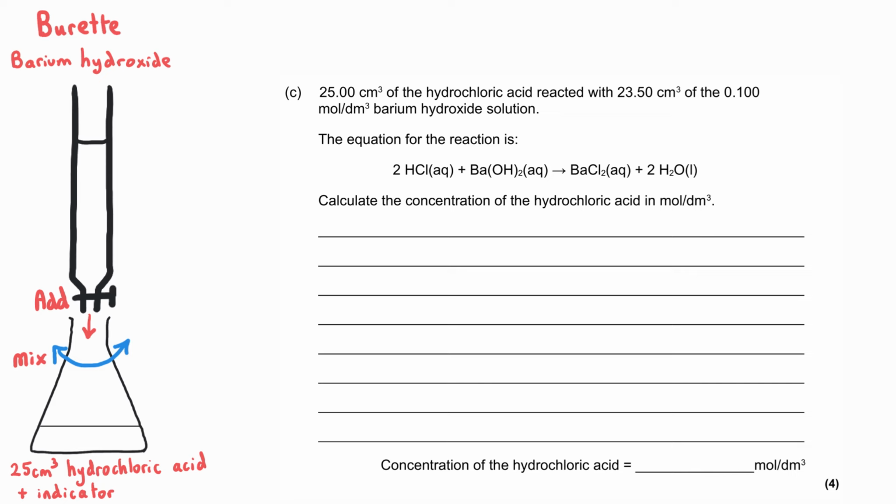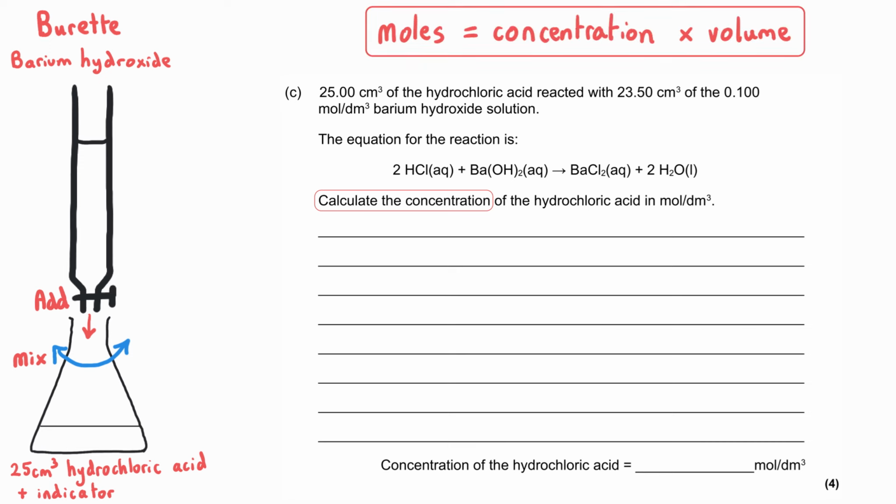And the equation for the reaction is 2HCl reacts with 1 barium hydroxide. It doesn't show us the 1, but there's no number, so we know it's a 1. And it turns into BaCl2 plus 2H2O. And we've been asked to calculate the concentration of the hydrochloric acid in moles per decimetre cubed.